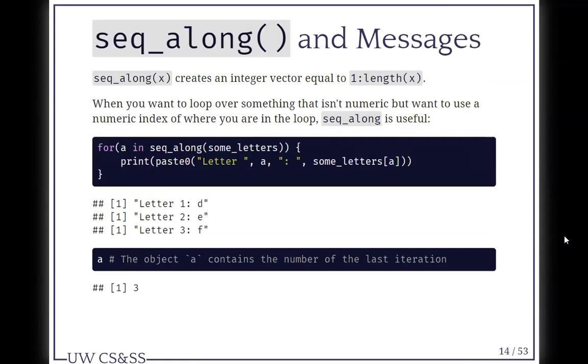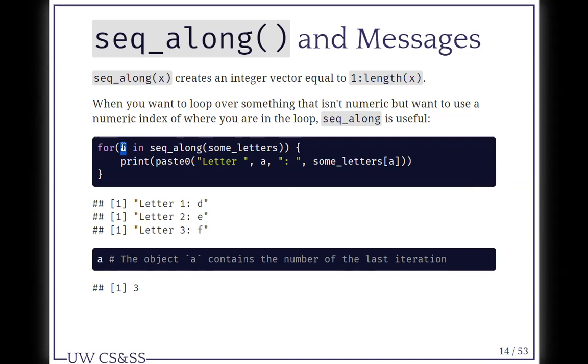A handy function is seq_along. seq_along(x), for instance, creates an integer vector that's equal to 1 to the length of x. This is really great when you have perhaps a character vector, but you want to use numeric values to iterate over. In other words, when you want to loop over something that isn't numeric, but want to use a numeric index of where you are in the loop, seq_along is useful.